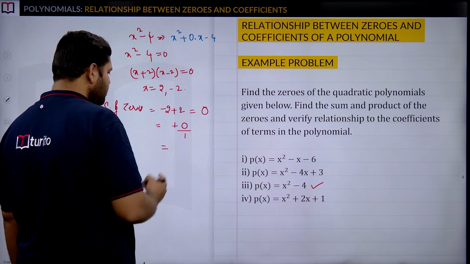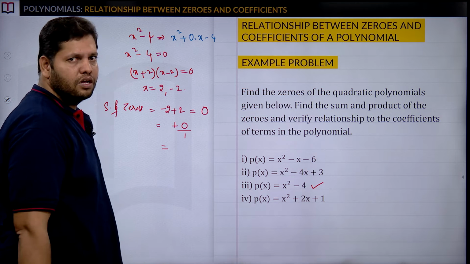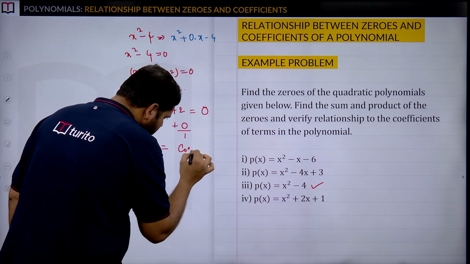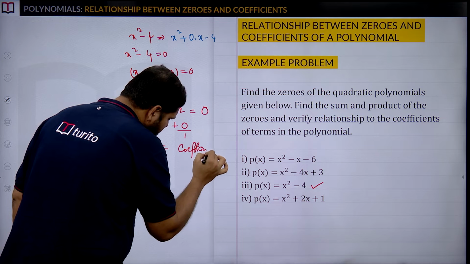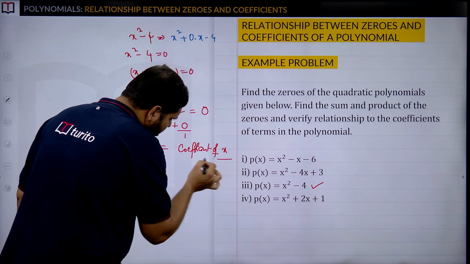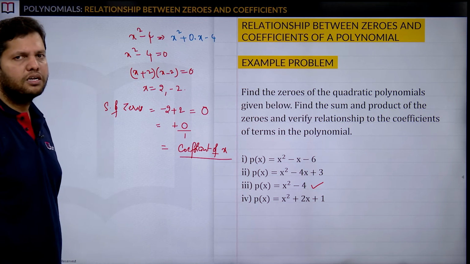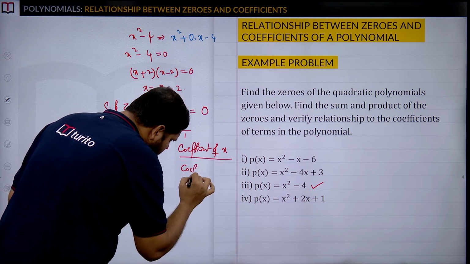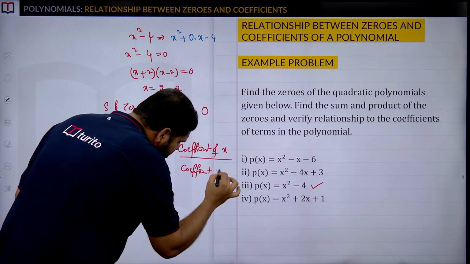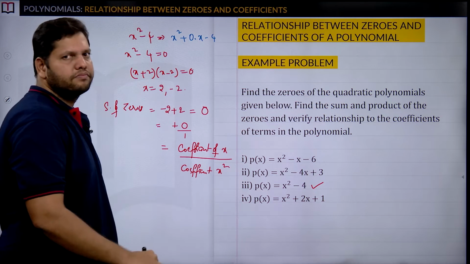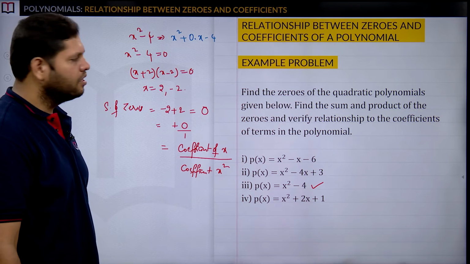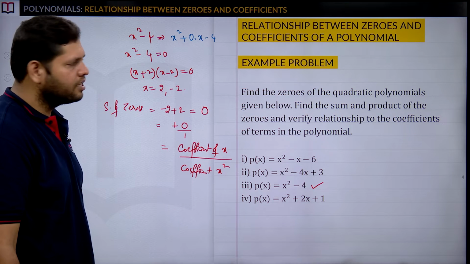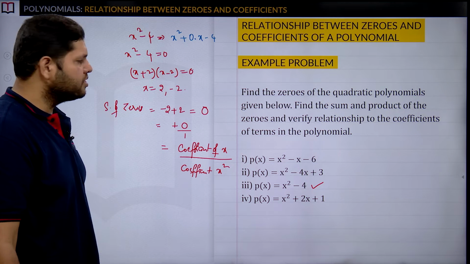Then, children, from the polynomial expression, what is this 0? It is the coefficient of x. So, this is the coefficient of x and divided by, what is the 1, children? 1 is called the x square coefficient. So, 1 is the coefficient of x square. Okay. This is a coefficient of x, and this is a coefficient of x square. Clear, children? This is the sum of the zeros.